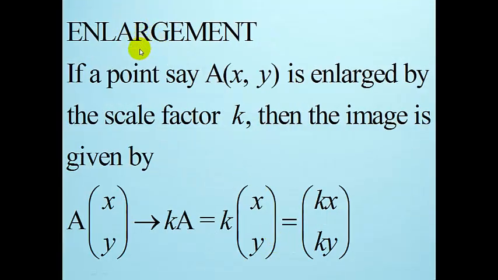Now let's consider enlargement. If a point A, (x, y), is enlarged by the scale factor k, then the image is given by kA. That is, we multiply the scale factor by the point. Now A is (x, y), so kA will be k times (x, y), and k times x is kx, and k times y is ky. That is, the scale factor multiplies both the x coordinate and the y coordinate.